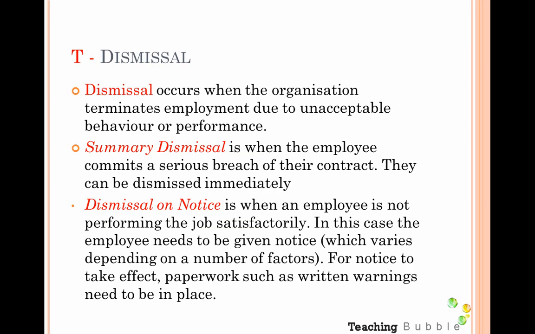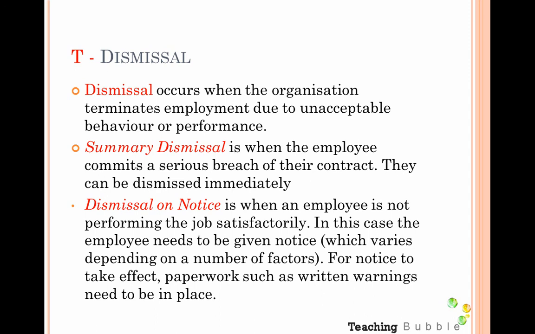Dismissal. There's two types of dismissal, but first of all, dismissal is where the organisation terminates the employment due to unacceptable behaviour or poor performance. So, summary dismissal, that's where an employee commits a serious breach of their contract, so that's the most serious form of dismissal. They can be dismissed immediately, so it could be that they've turned up drunk to work, that they've stolen from the organisation, anything like that.